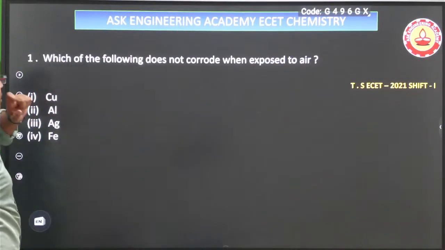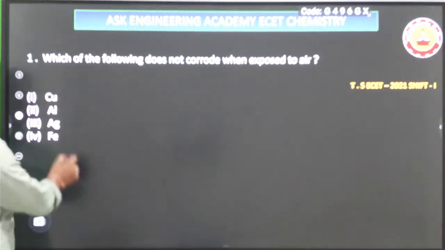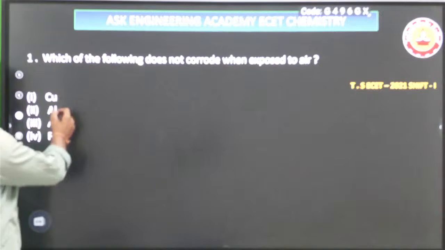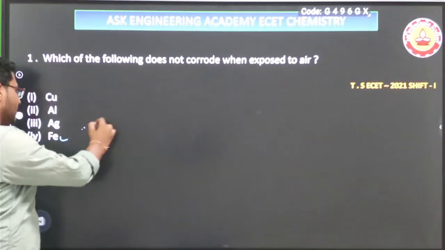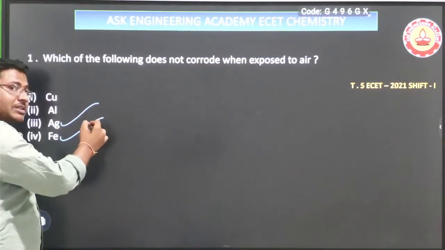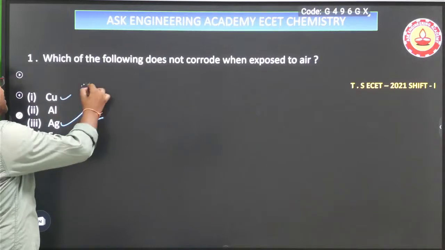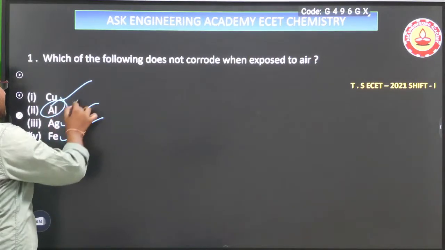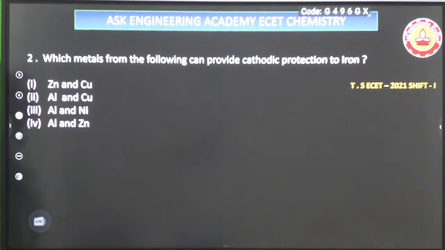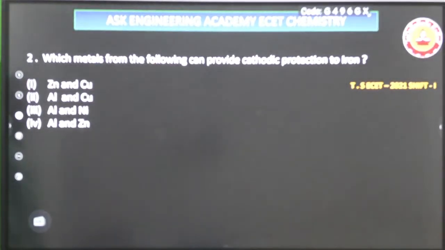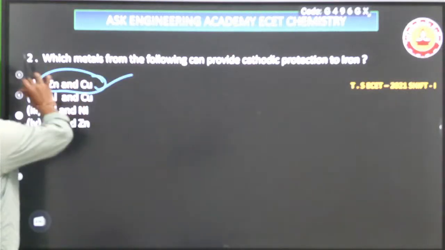Now, which of the following does not corrode when exposed to air? Silver, no. See, copper can get rusted, iron we know rusting, silver also gets rusted because this is called tarnish. Aluminium cannot be rusted. So this is the right answer. Which metals from the following can provide cathodic protection to iron? Simply zinc and copper. This is the right answer.